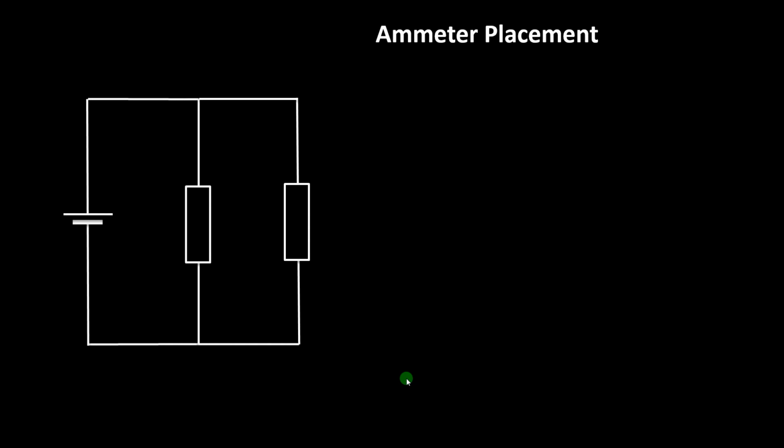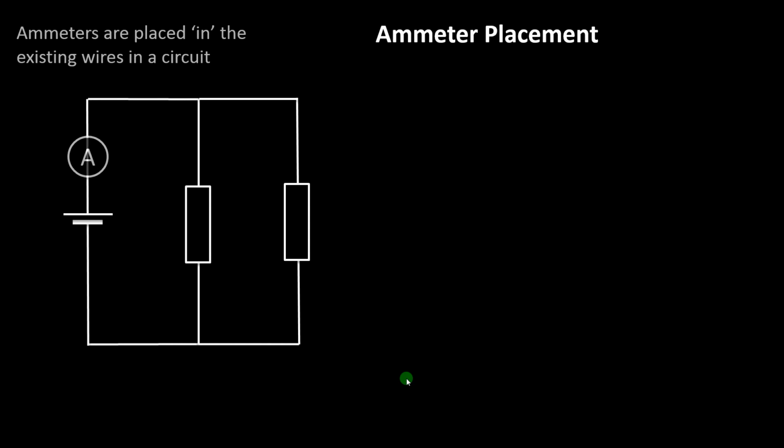Well, ammeters have to go in the flow of charge, and so they have to go in the existing wires in a circuit. In practice, if you're connecting one into a circuit, you set the circuit up without the ammeter, and then you will need to disconnect some of the wires, and you'll need an extra wire to connect the ammeter in. But it goes in the flow, so we're not changing any routes in the circuit at all.